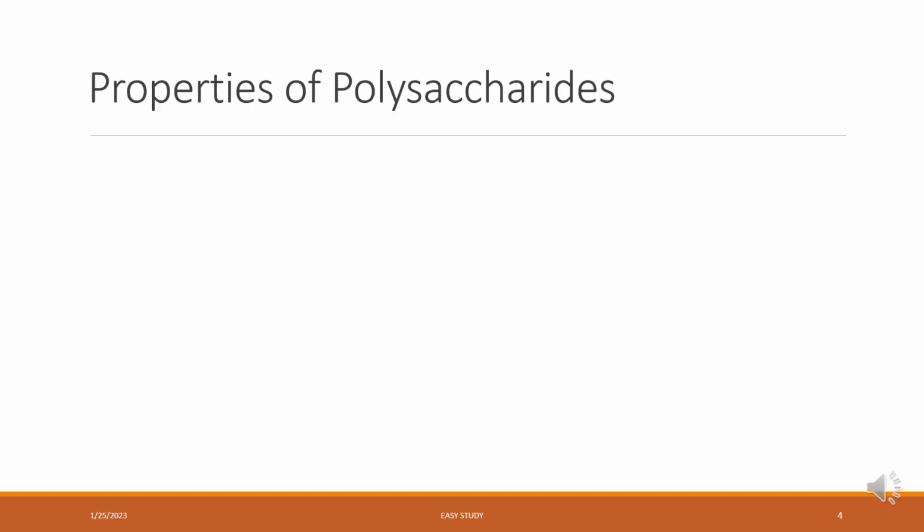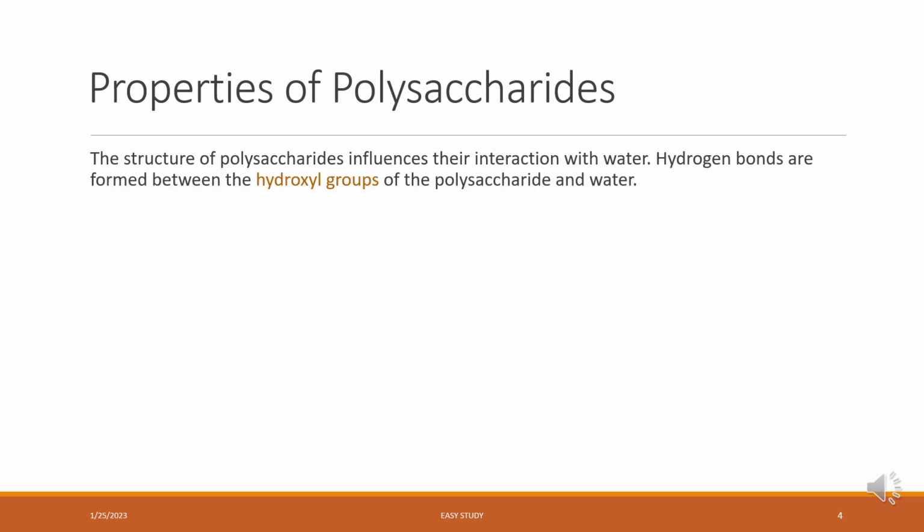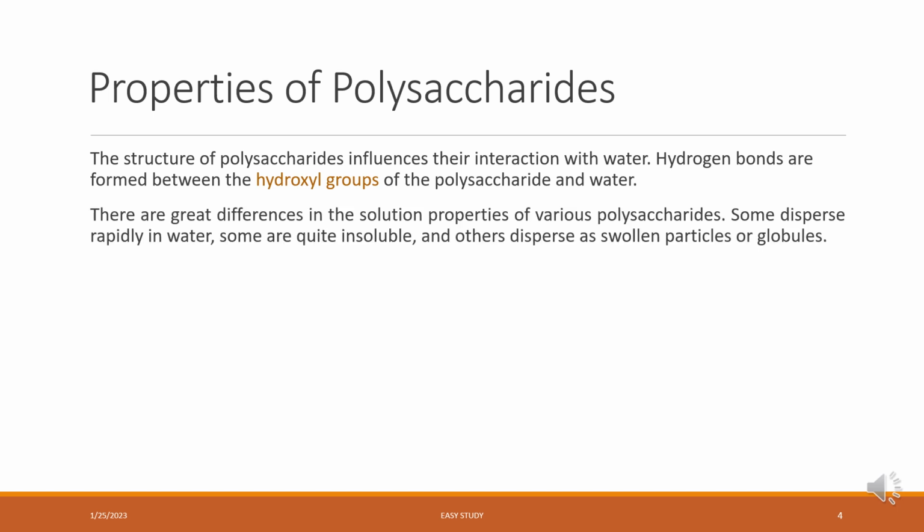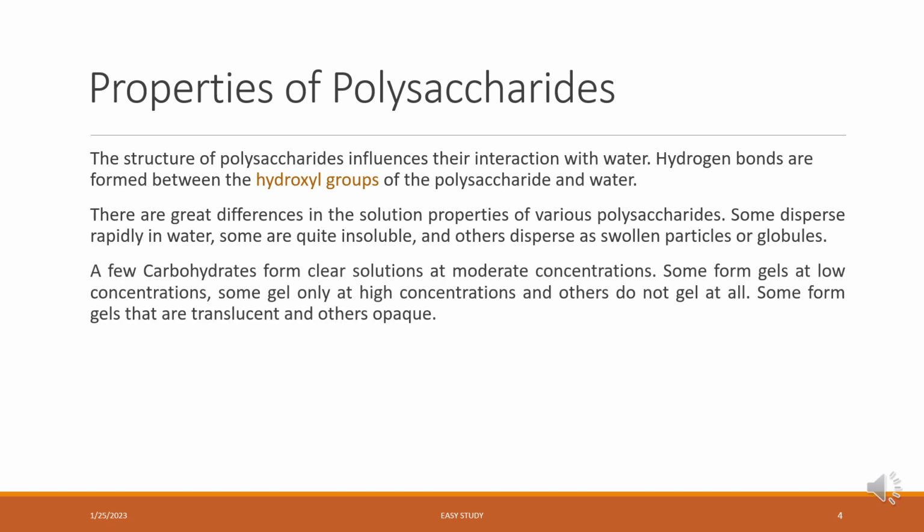Properties of polysaccharides. Polysaccharides have this very important property because of their hydroxyl groups, which help them interact with water. There are great differences among the interactions because some disperse rapidly in water, some are quite insoluble, and others disperse as swollen particles or globules. A few carbohydrates form clear solutions at moderate concentration, some form gels at low concentration, and some form gels at high concentration, and others do not gel at all. Some form gels that are translucent and others opaque.